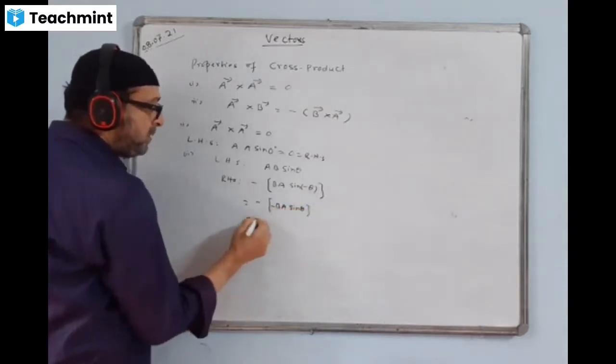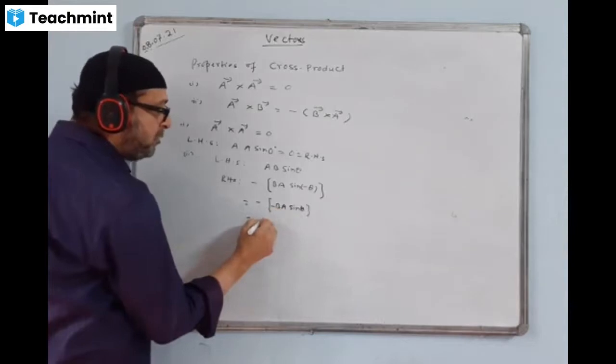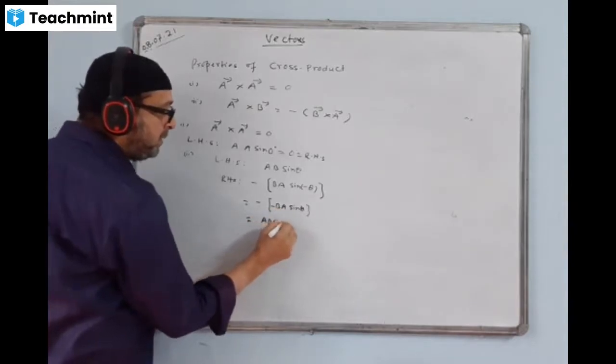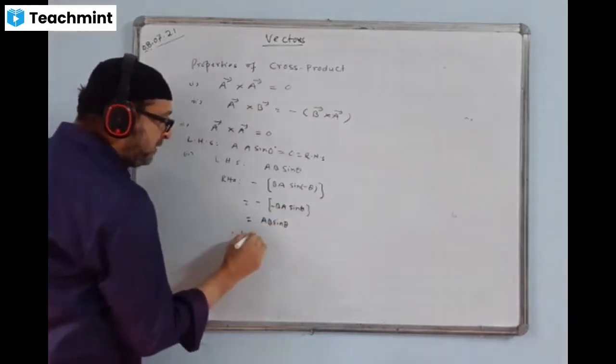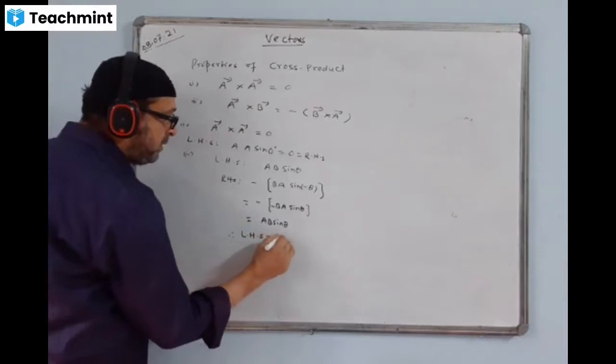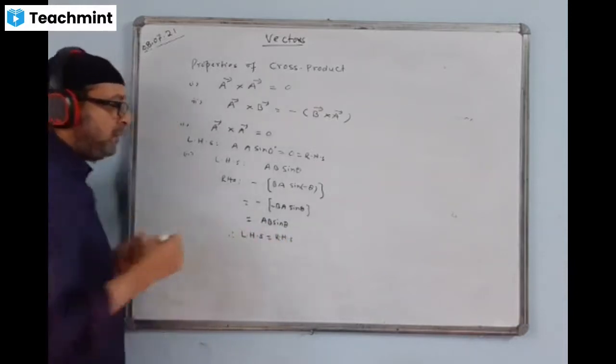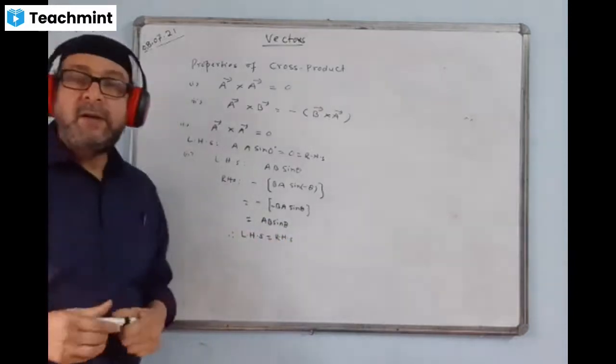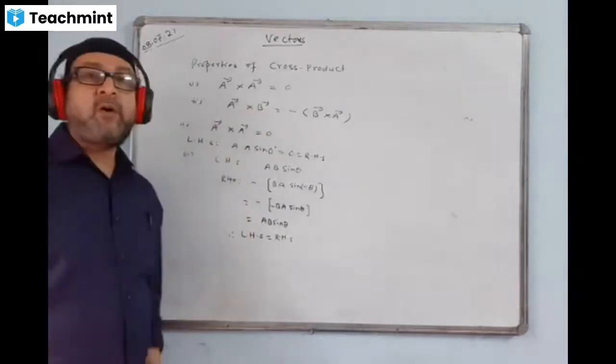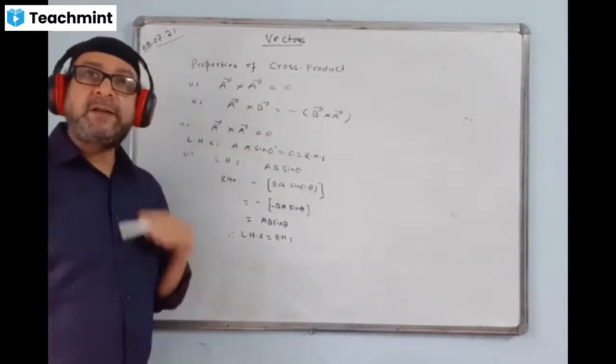Minus minus plus, BA is the same as AB magnitude-wise, so I'll write it directly as AB sin theta. Therefore, LHS is equal to RHS. This proving will not come in the exam, okay? It is not there in the syllabus.